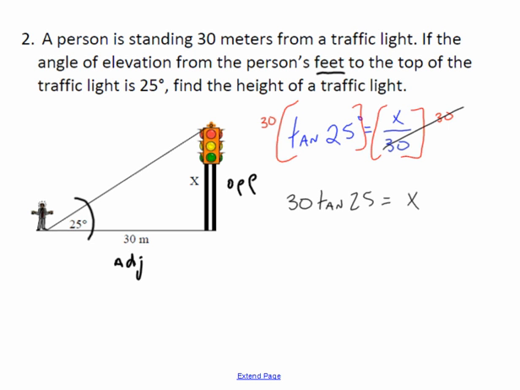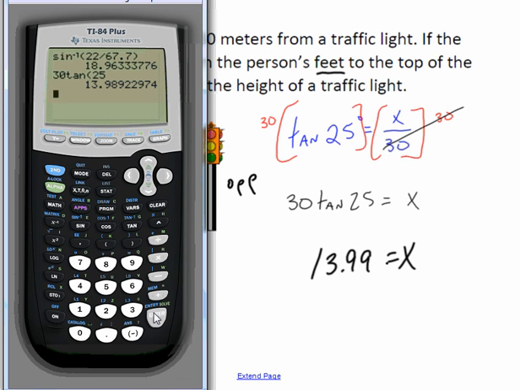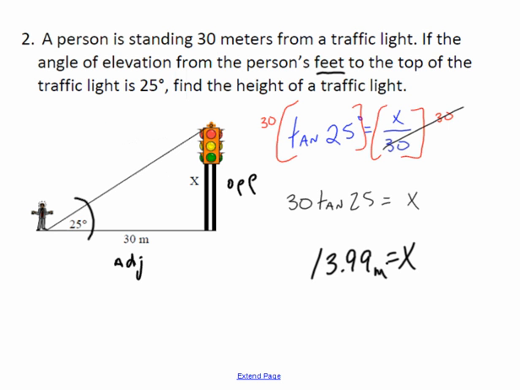So my calculator comes up here and I put in 30 tangent 25. I press enter and I see that x is equal to 13.99 feet. Oh, these aren't feet, these are meters. Those metric people came and got us again. Meters. That gets a little m right there. So our traffic light is 13.99, or basically 14 meters above the ground.